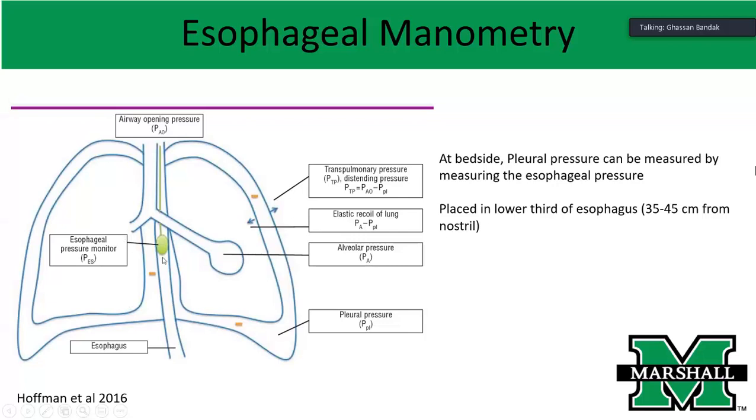One way of doing it is putting in an esophageal pressure monitoring probe. You put that in the lower third of the esophagus, at 35 to 45 centimeters. The RT verifies placement because the waveform will have cardiac oscillation, so you know you're close to the heart. That will give you the pleural pressure. Then the machine, because it can integrate with the esophageal balloon, can give you the transpulmonary pressure.